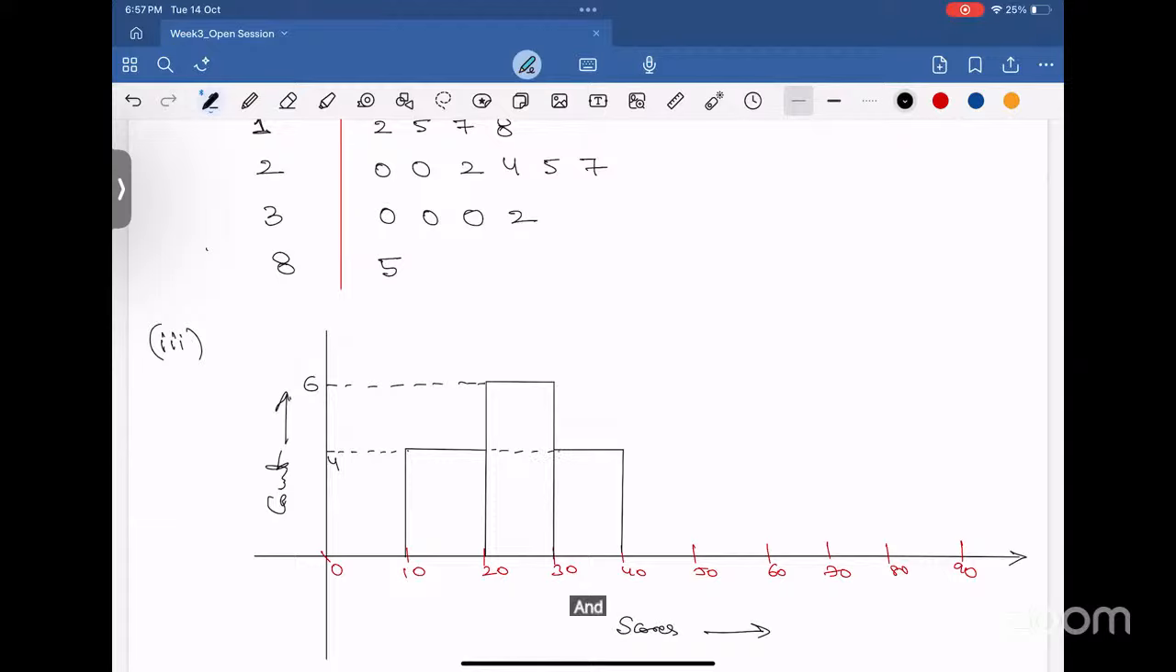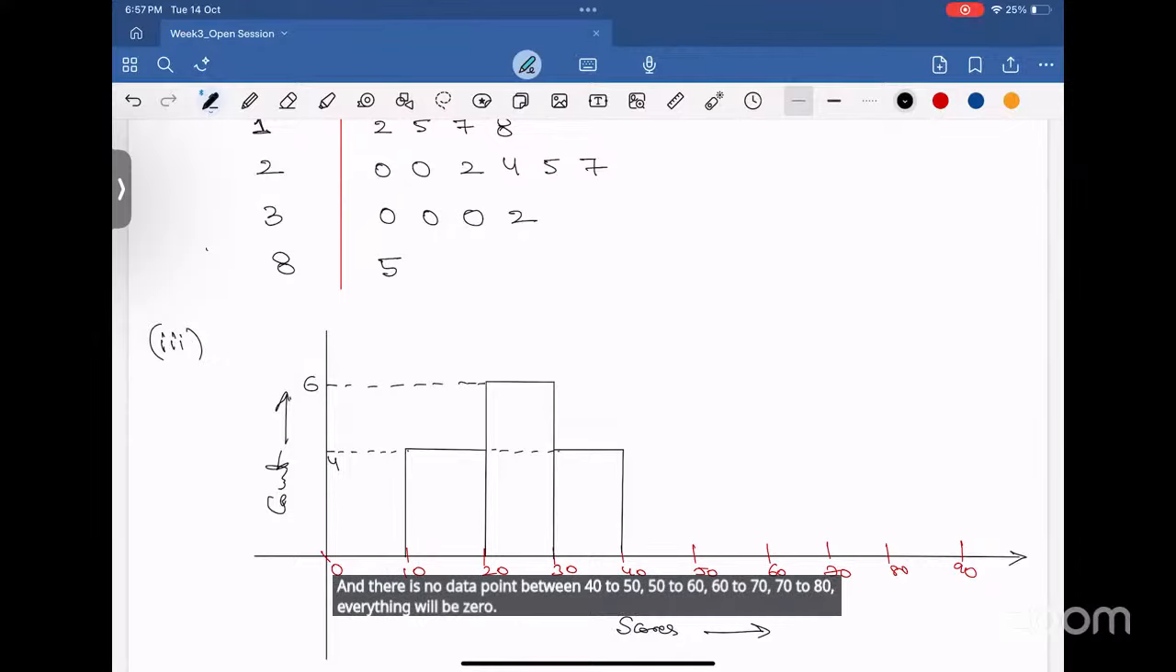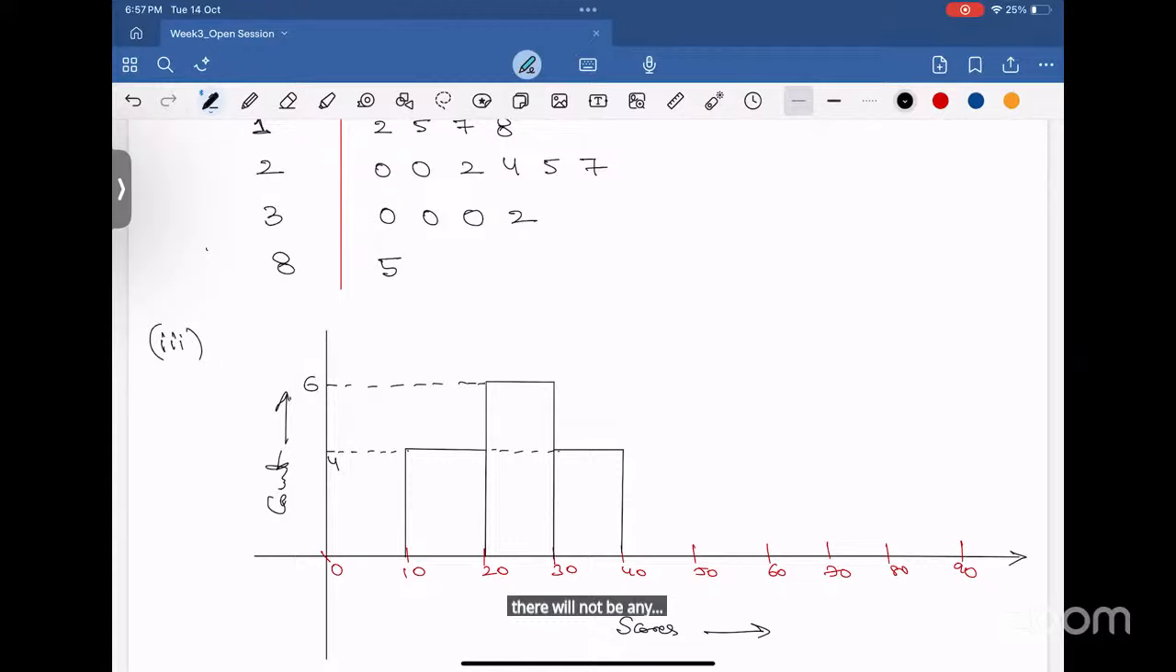And there is no data point between 40 to 50, 50 to 60, 60 to 70, 70 to 80. Everything will be 0. There will not be any bars or rectangles. And then finally between 80 to 90, there is one data point. Like this. Right, so this is the histogram. This is how we should plot the histogram. And I hope most of you have plotted, this is how the graph looks, right? So this is correct. Any difference in your plotting?